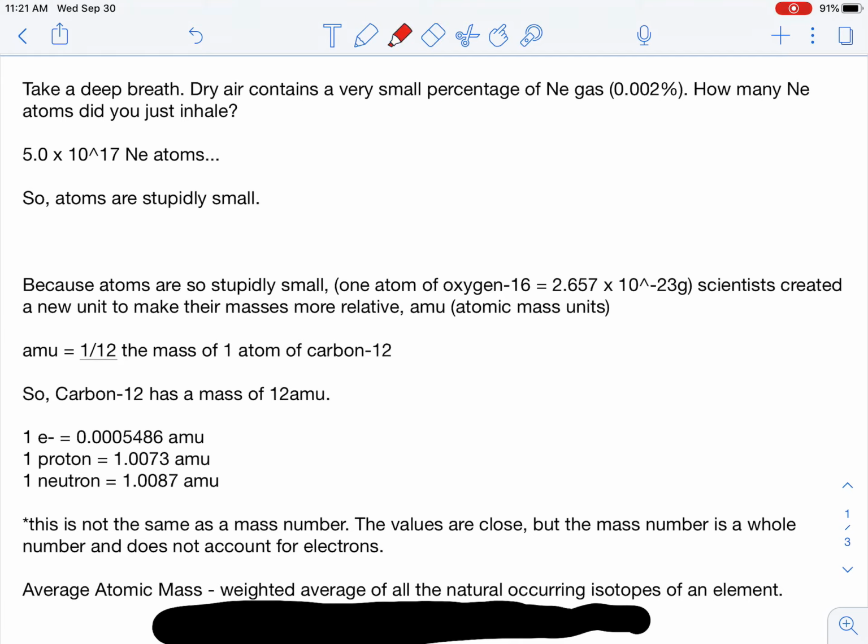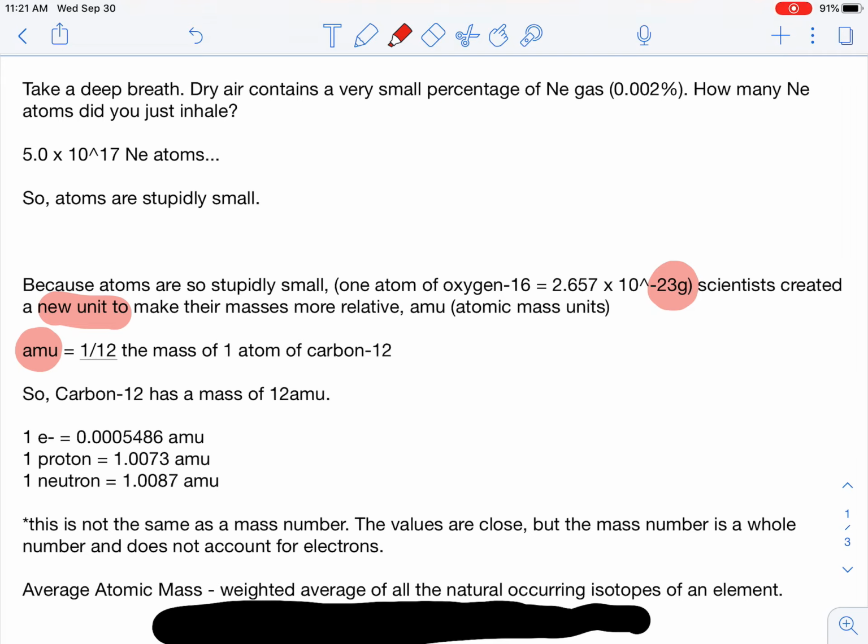Now, because they're stupidly small, we had to come up with a new unit to make their masses more relative. So if I use grams for 1 atom of oxygen-16, I get 2.657 times 10 to the negative 23rd grams. That's just too small. It doesn't make any sense to me. However, if I use a new unit called atomic mass units, or AMUs, all of a sudden the masses of individual atoms are more relative to our brains. They're more like numbers that we are used to using, so they make more sense to us.